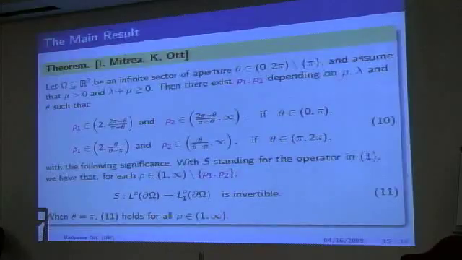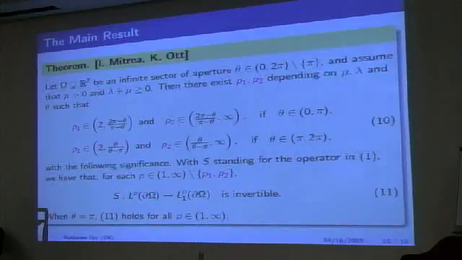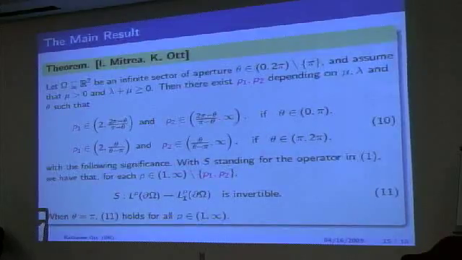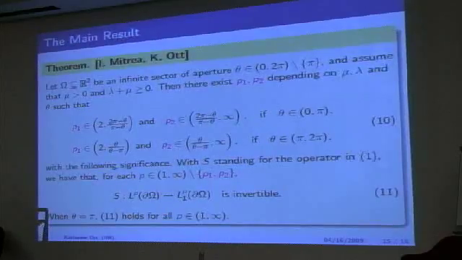So it's invertible for all P's, minus these 2 values P1 and P2, and they switch depending on whether your angle is less than pi or greater than pi. It is well known, but we stated here, that when you have the special case theta equals pi, you're in the smooth case, and you're going to have invertibility for all P between 1 and infinity.